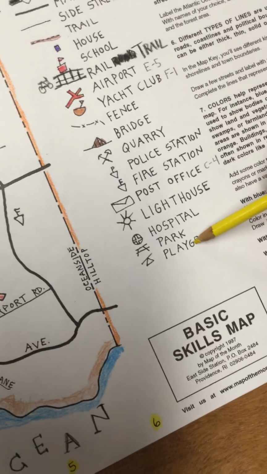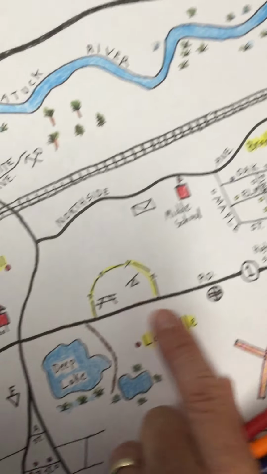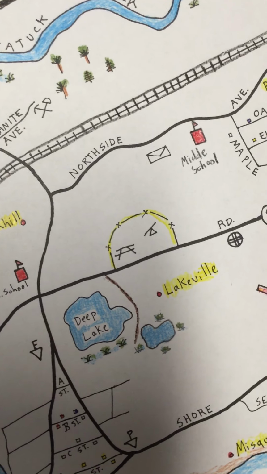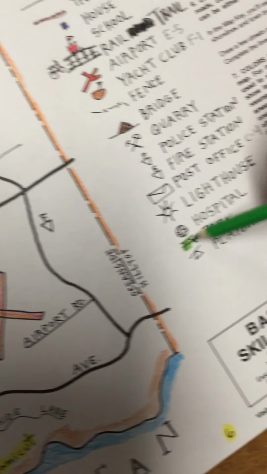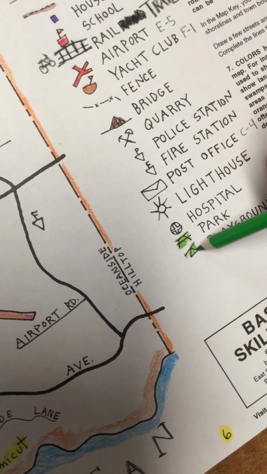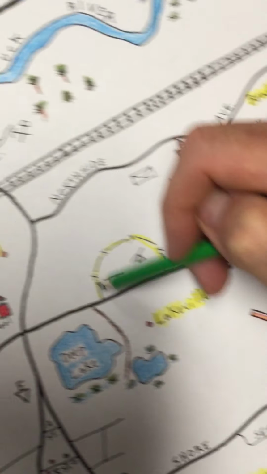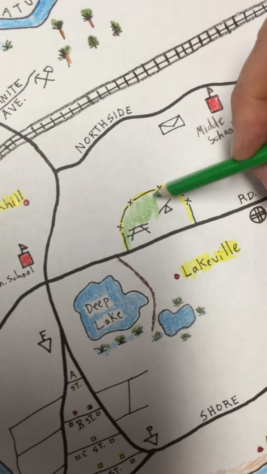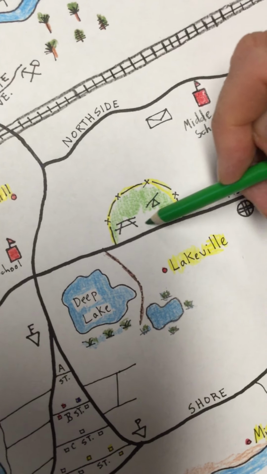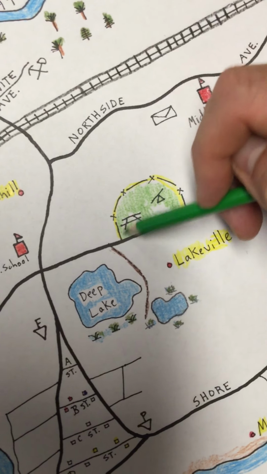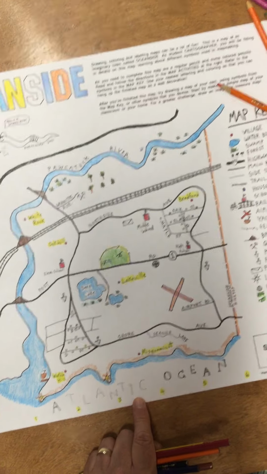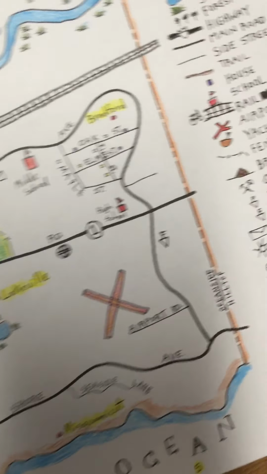There it is right there. And next to the park is the playground. So maybe a green would be nice for those two symbols. Let's use a green for both of those. They're enclosed by the fence. Okay, great. We're really going through these symbols pretty quick. Fence. We've done the bridge.